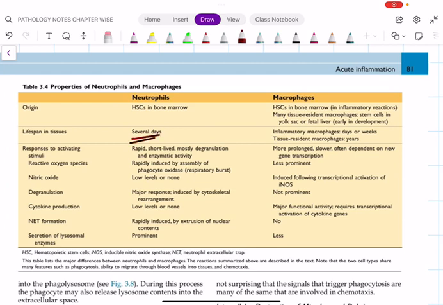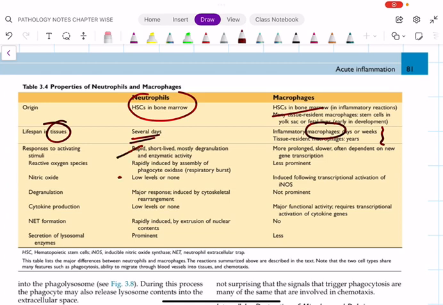Neutrophils, lifespan, days. In tissues, remember, lifespan in tissues is days. When it comes in the blood vessel, it will die within 24 hours. In macrophages, monocytes, we call it in the blood. Macrophages means monocytes in the tissues. Days or weeks. Both are produced from hematopoietic stem cells in the bone marrow. Then, it's a rapid action.